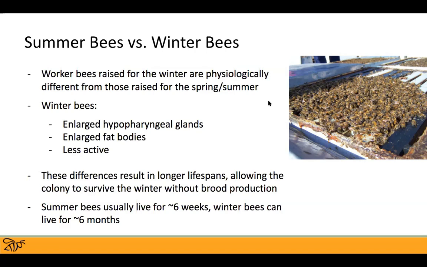Winter bees are, you guessed it, workers that are raised for the winter in order to do winter tasks. And the most important thing to understand is that these winter bees are actually physiologically different from summer bees. So that means that they have physical differences that allow them to function differently. So these physical differences include an enlarged hypopharyngeal gland. So the hypopharyngeal gland is a gland in the worker's head where she produces royal jelly.